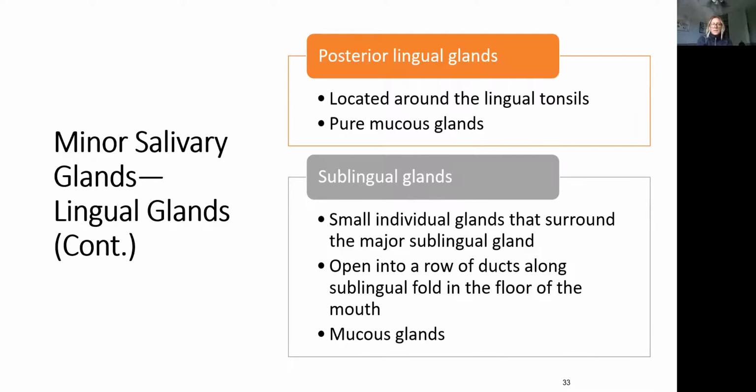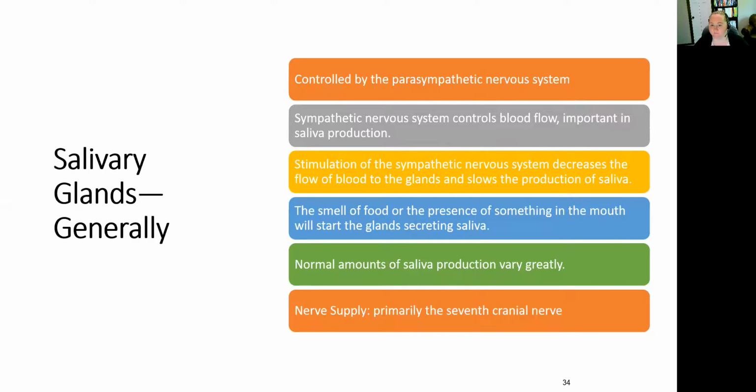All right, so sublingual glands: small individual glands that surround the major sublingual gland, open into a row of ducts along the sublingual fold in the floor of the mouth, and mucus glands. Okay, so these are mucus.